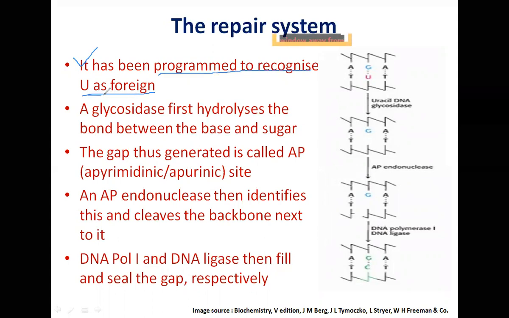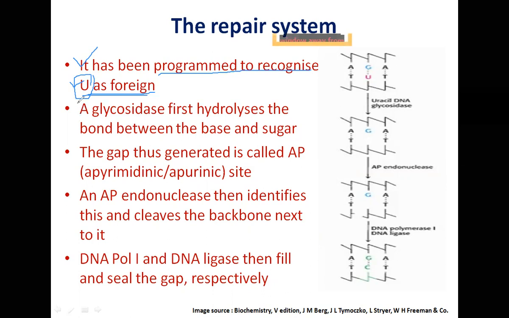That U, now you know in DNA, it comes only when cytosine undergoes deamination. Because normally DNA doesn't have a U. In place of U, DNA has a more expensive counterpart, more expensive derivative, thymine. So the only possibility of having U is by oxidative deamination of cytosine. So this repair mechanism has been programmed in such a way that it identifies U as foreign.